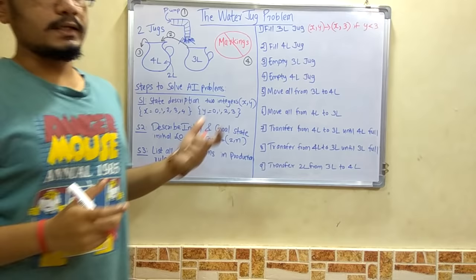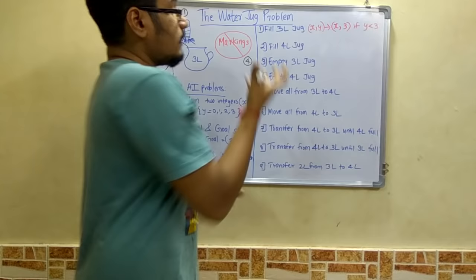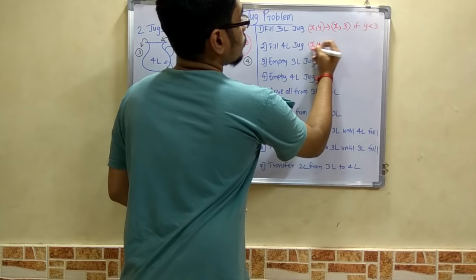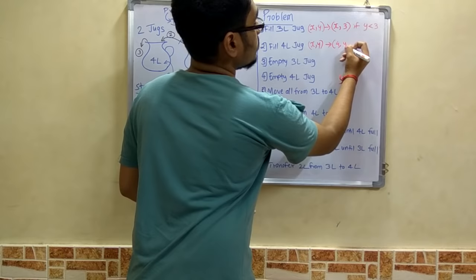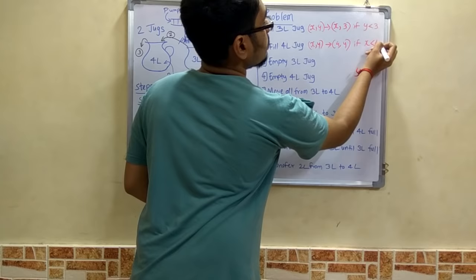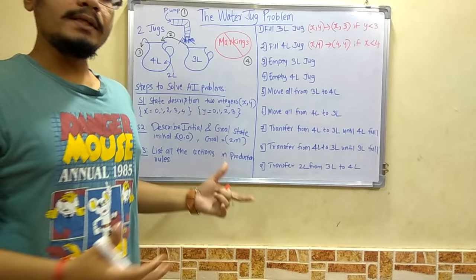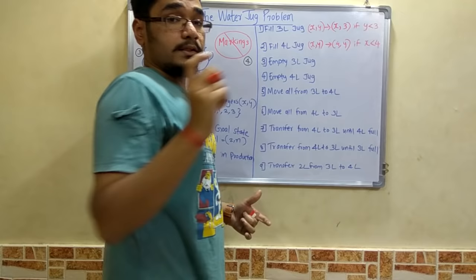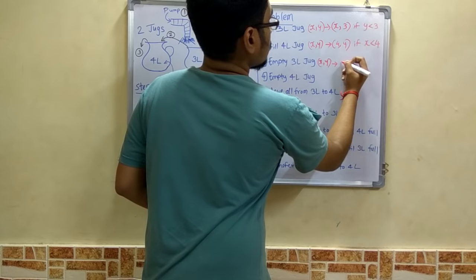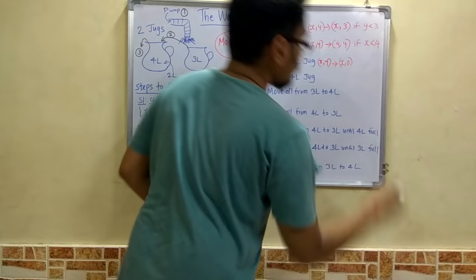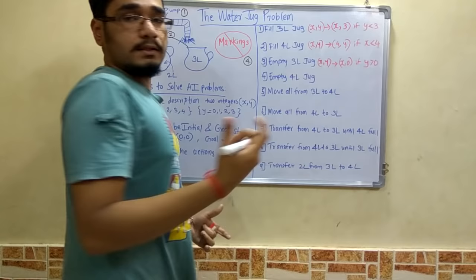Similarly for the 4 liter jug, which is considered in the x integer, we write (x, y) goes to (4, y) if x is less than 4, meaning if the jug has 1 liter, 2 liters, or no water at all. Next, we have to empty the 3 liter jug, that is the y. So you write (x, y) goes to (x, 0) if y is greater than 0. This is the condition for it.